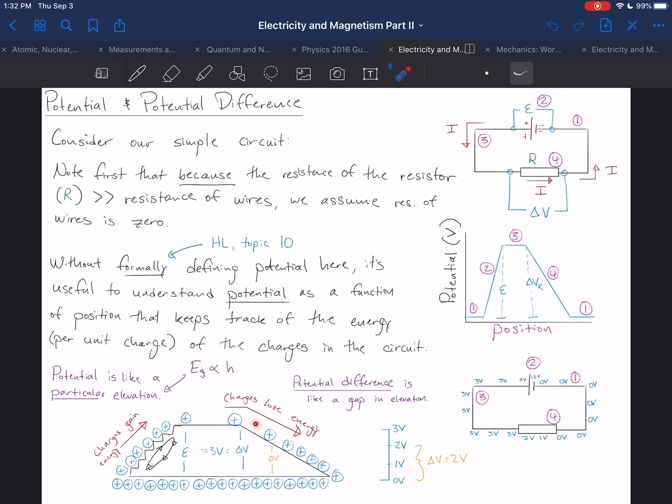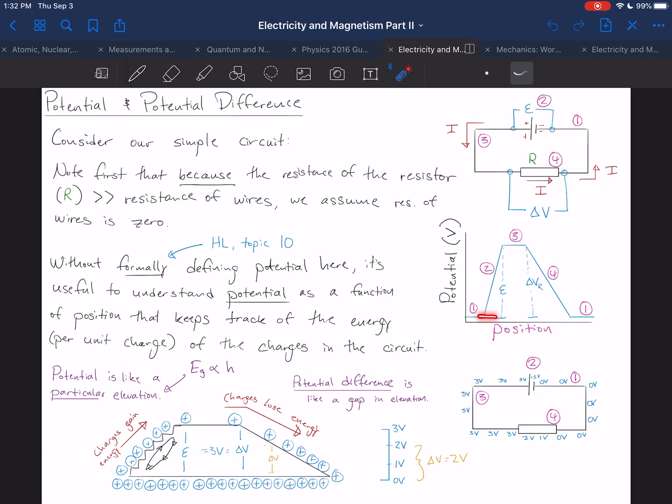As a result, there's a decrease in elevation, or what we call potential. So in a circuit, you can really think of potential as like h in the gravitational potential energy formula, and potential difference is like a gap in elevation. And this explains why in our simple circuit the EMF is exactly equal to the potential difference across the resistor. They are not identical concepts, but they're identical values here because, fundamentally, of the conservation of energy.